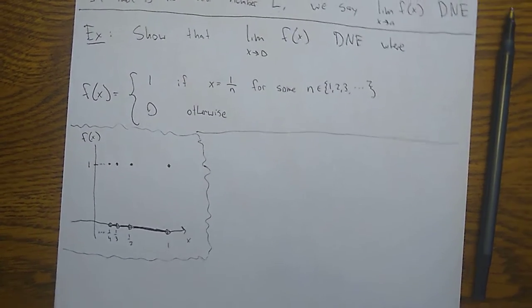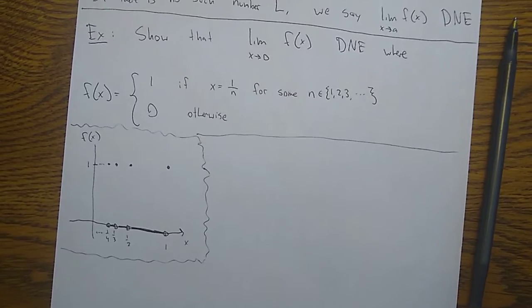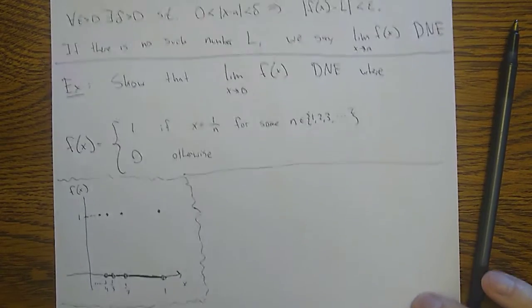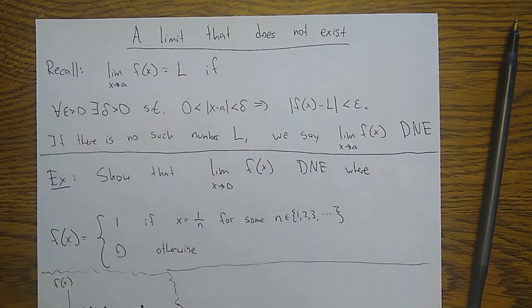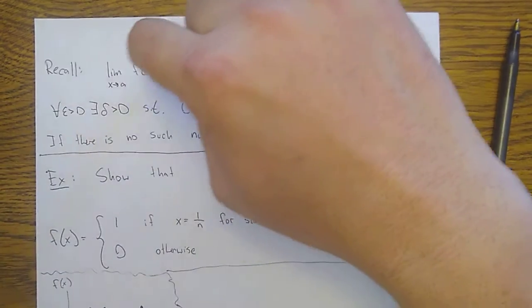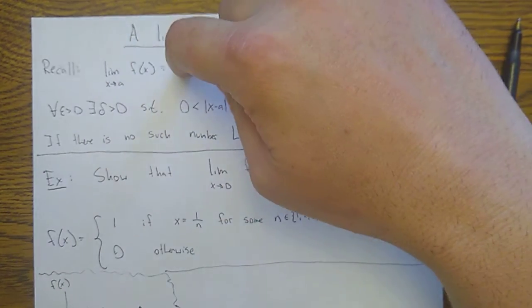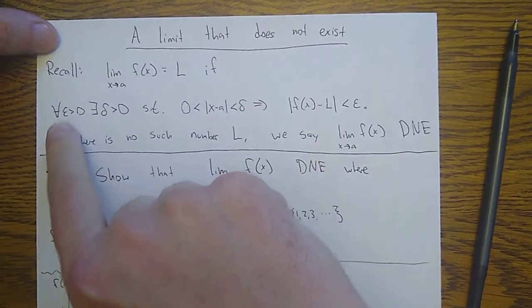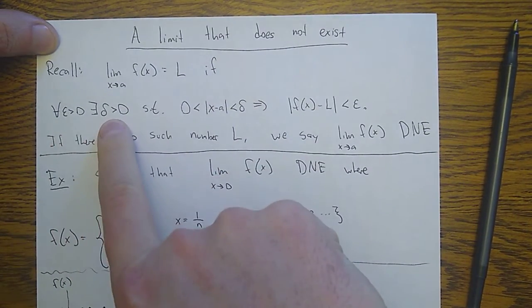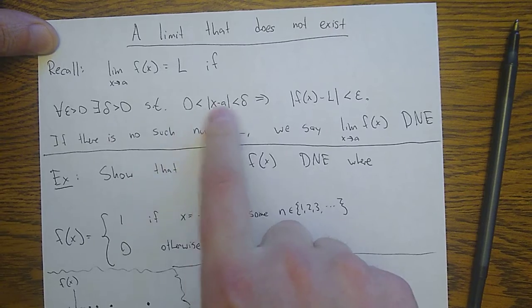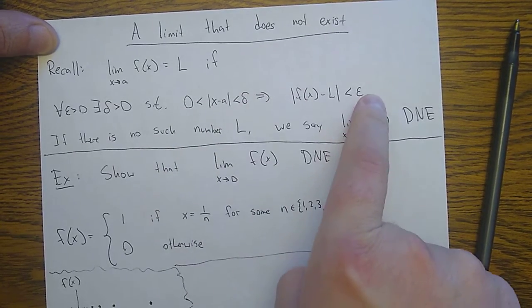So in this video, I am going to talk about a limit that doesn't exist. So remember the definition of limit. We say the limit as x goes to a of f of x is L if for all epsilon greater than 0, there exists delta greater than 0 such that this implies this.